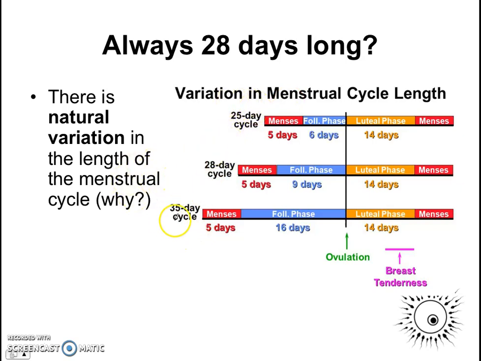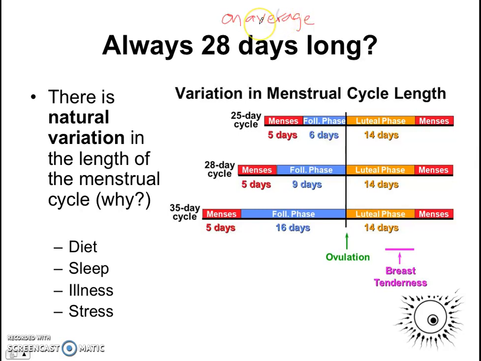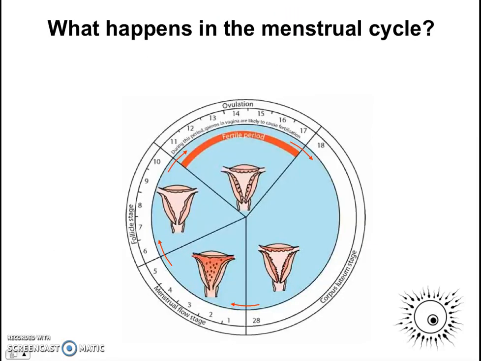Now, why is this variation present? Well, there can be a variety of reasons. You ask your female friends. Sometimes it's caused by changes in diet, stress, maybe falling sick, not getting enough sleep. All this can affect the menstrual cycle's length. So the important point is that there is natural variation, but on average, the menstrual cycle is usually 28 days long. Okay, so what happens during the menstrual cycle?